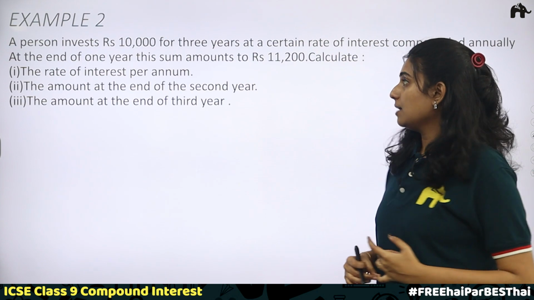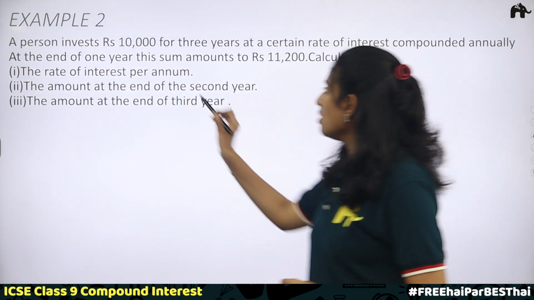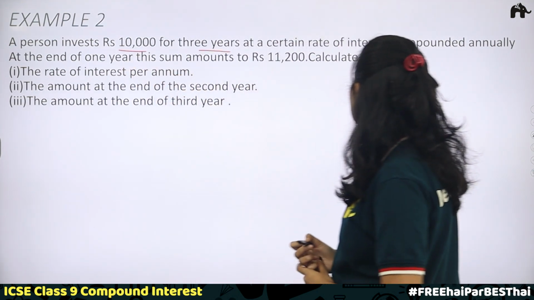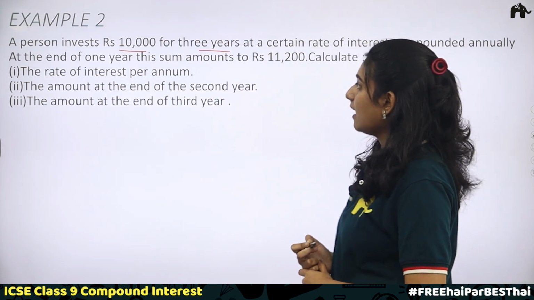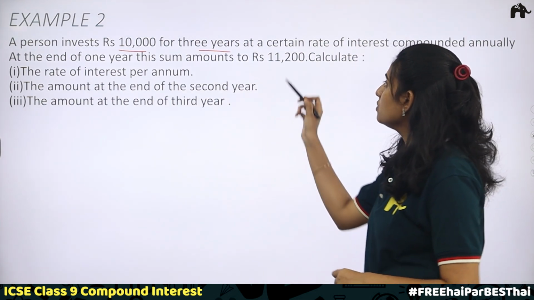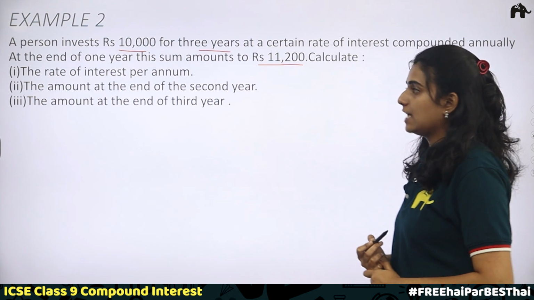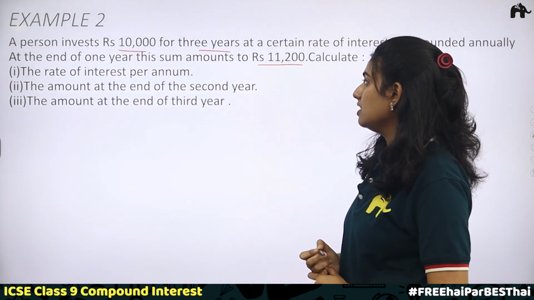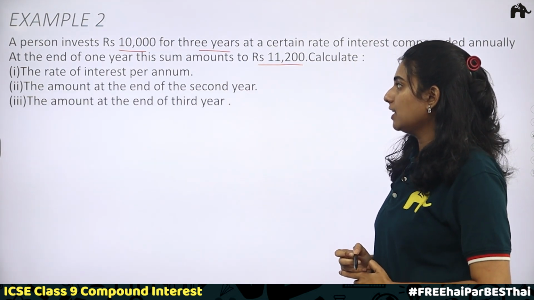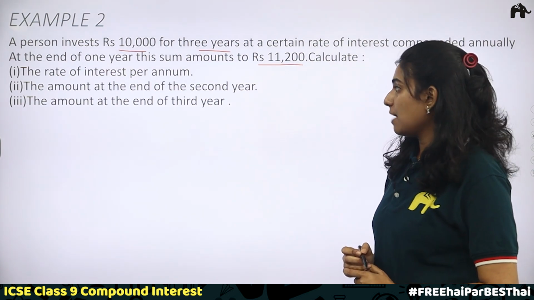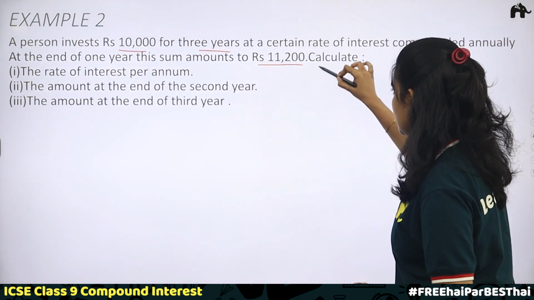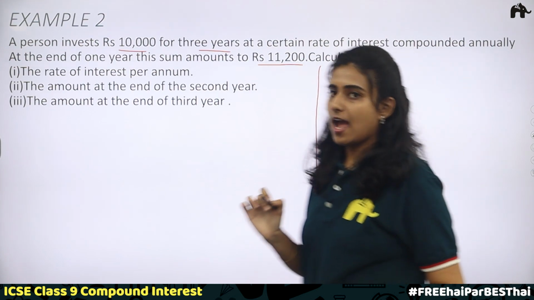Clear? Second example, a person invests rupees 10,000 for 3 years at a certain rate of interest compounded annually. At the end of 1 year, this sum amounts to rupees 11,200. Calculate first, the rate of interest per annum. Second, the amount at the end of second year. And third, the amount at the end of third year. For 3 years, we are calculating the compound interest and the amount.